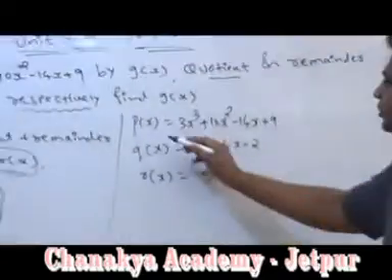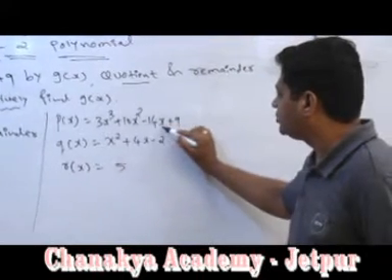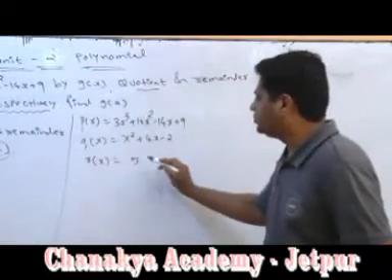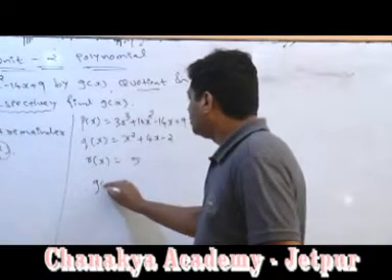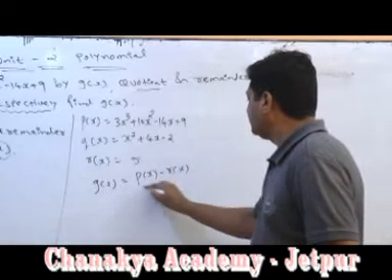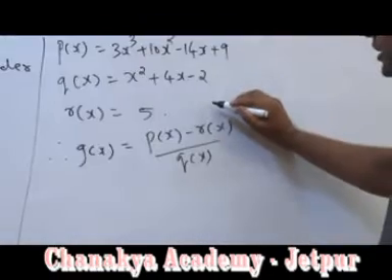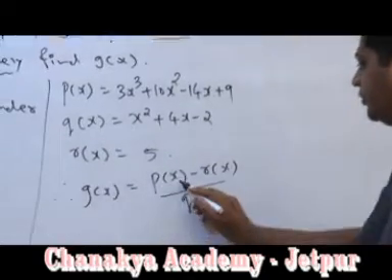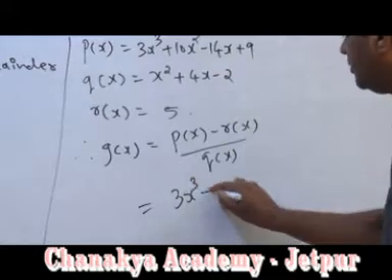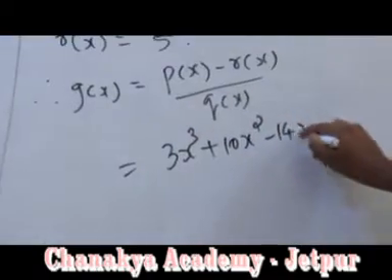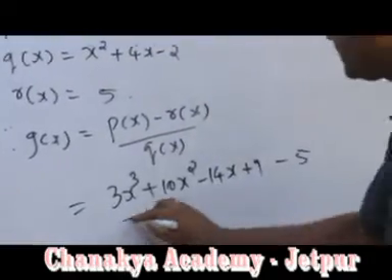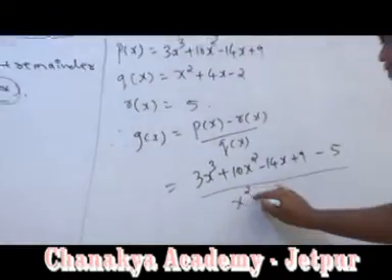So I have classified p of x, that is 3x cube plus 10x square minus 14x plus 9; q of x, that is x square plus 4x minus 2; and r of x is 5. Now g of x equals p of x minus r of x divided by q of x. P of x is 3x cube plus 10x square minus 14x plus 9, minus r of x. What is our r of x? It is 5, divided by q of x, which is x square plus 4x minus 2.